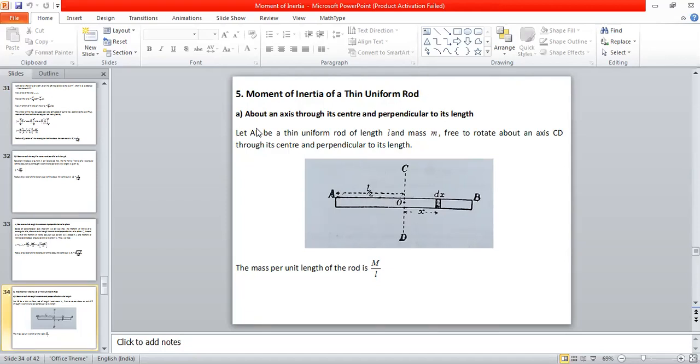Now first we want to calculate moment of inertia of this thin uniform rod about an axis passing through the center and perpendicular to its length. So CD in the diagram whatever I have written is the axis of rotation, and the axis of rotation is passing through the point O, and point O is nothing but the center of the rod. So therefore the axis of rotation is passing through the center, and not only that, this axis of rotation CD is actually perpendicular to length AB.